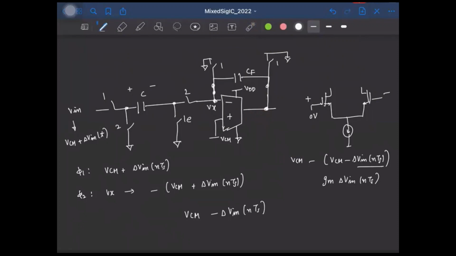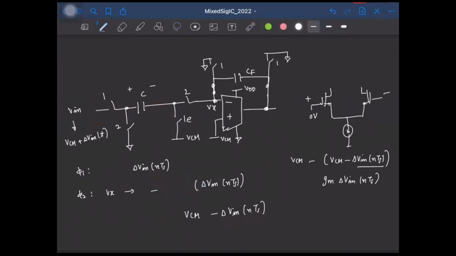So how do we do that? Well, for that, we need to make sure that we are sampling only delta Vin of nTs and not VCM plus delta V. And how can we do that? Well, simply we'll connect this to VCM. Okay, so in that case, the capacitor here will get charged to the difference between these two voltages, which is simply delta V, right? So this will get rid of this. Okay, and now what will be the voltage to which Vx jumps to? That will be simply minus delta Vin of nTs, right?